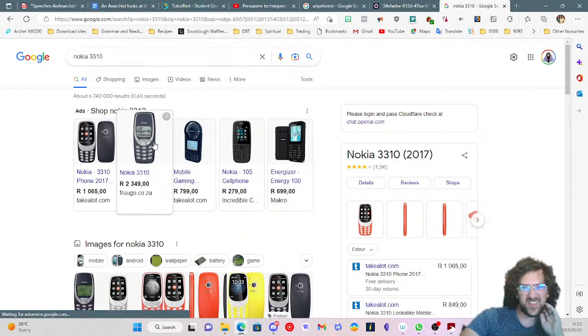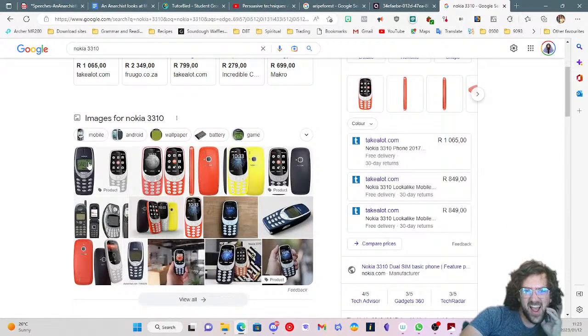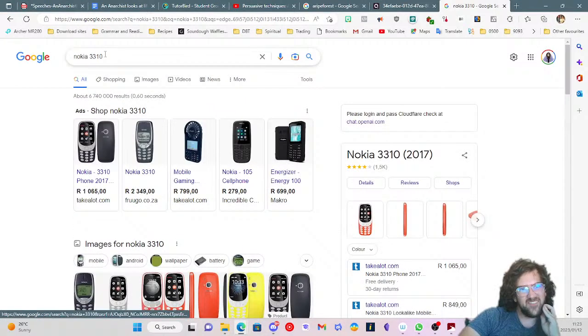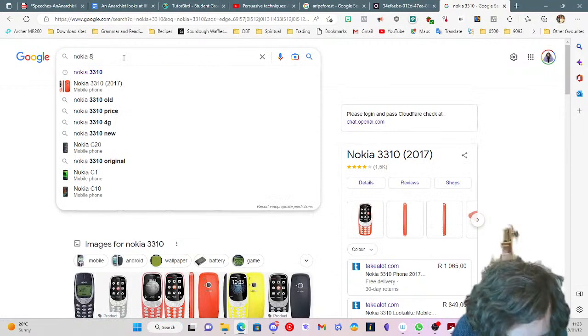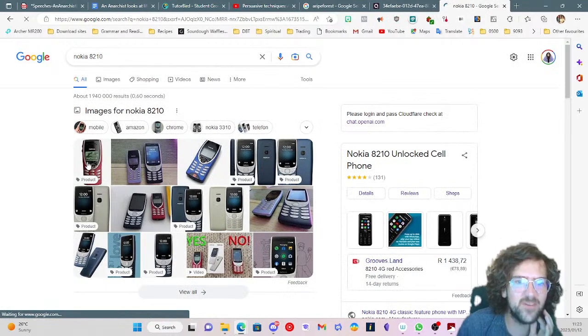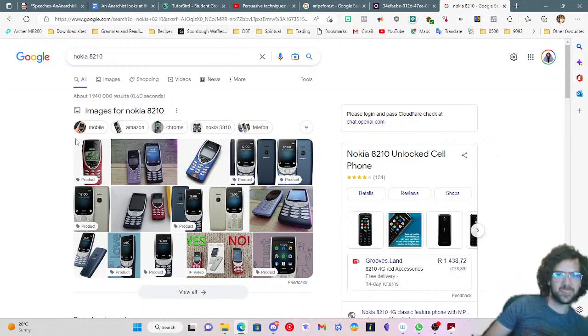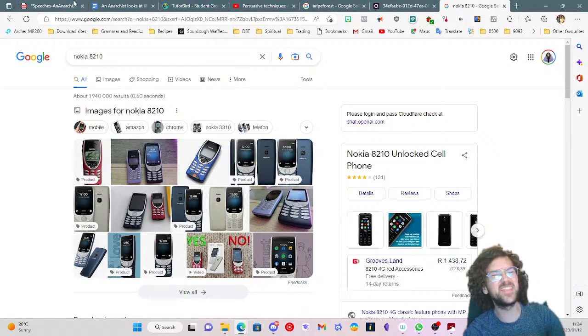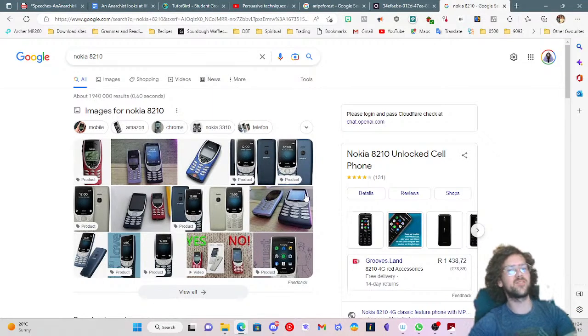This was what phones looked like when I was a kid, okay? I'd take the Nokia 3310 over any iPhone 14. My first phone was a Samsung S22. Nokia 8210, I think. Yeah, this was my first phone. And then I had like a... Oh, I can't remember what the next phone was.